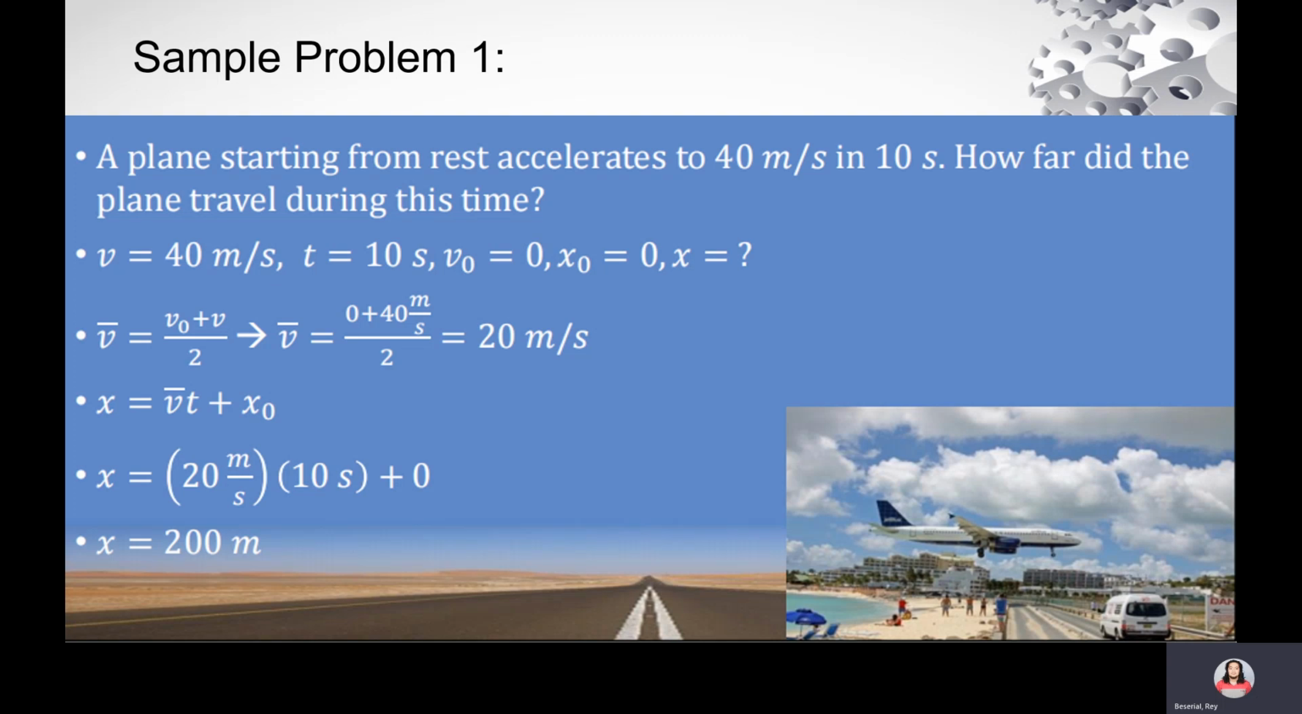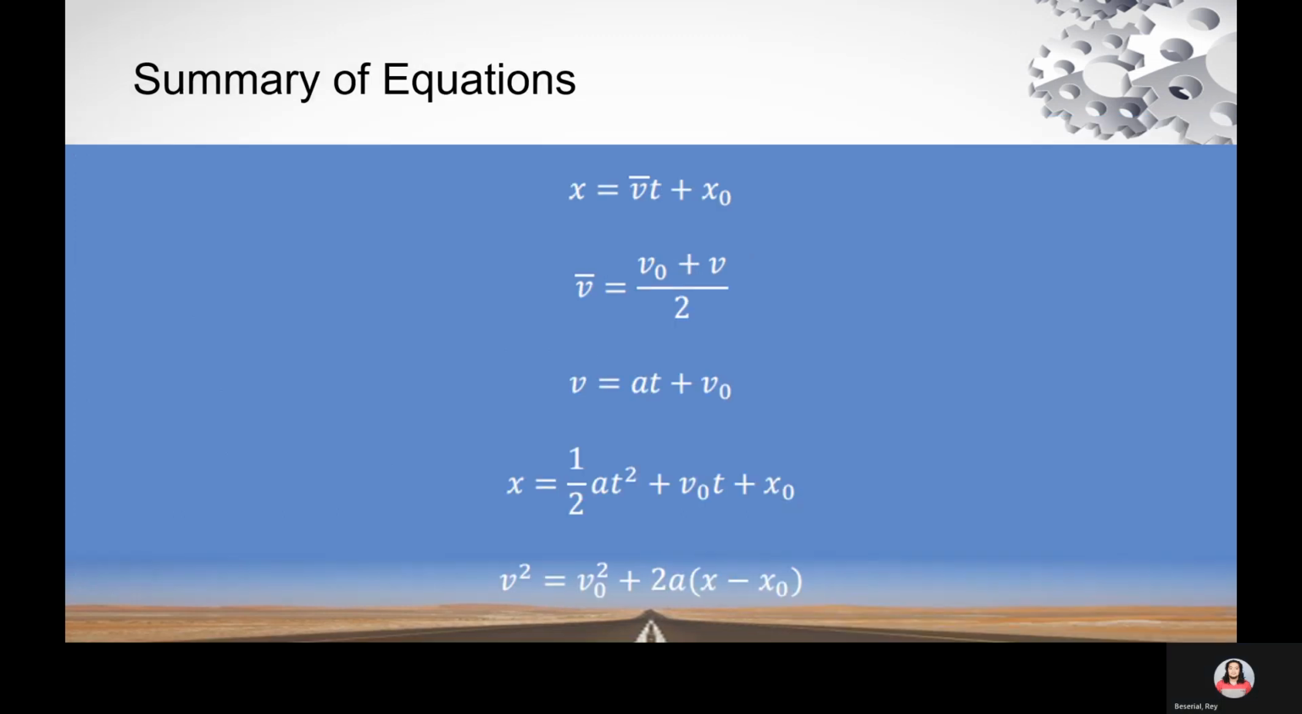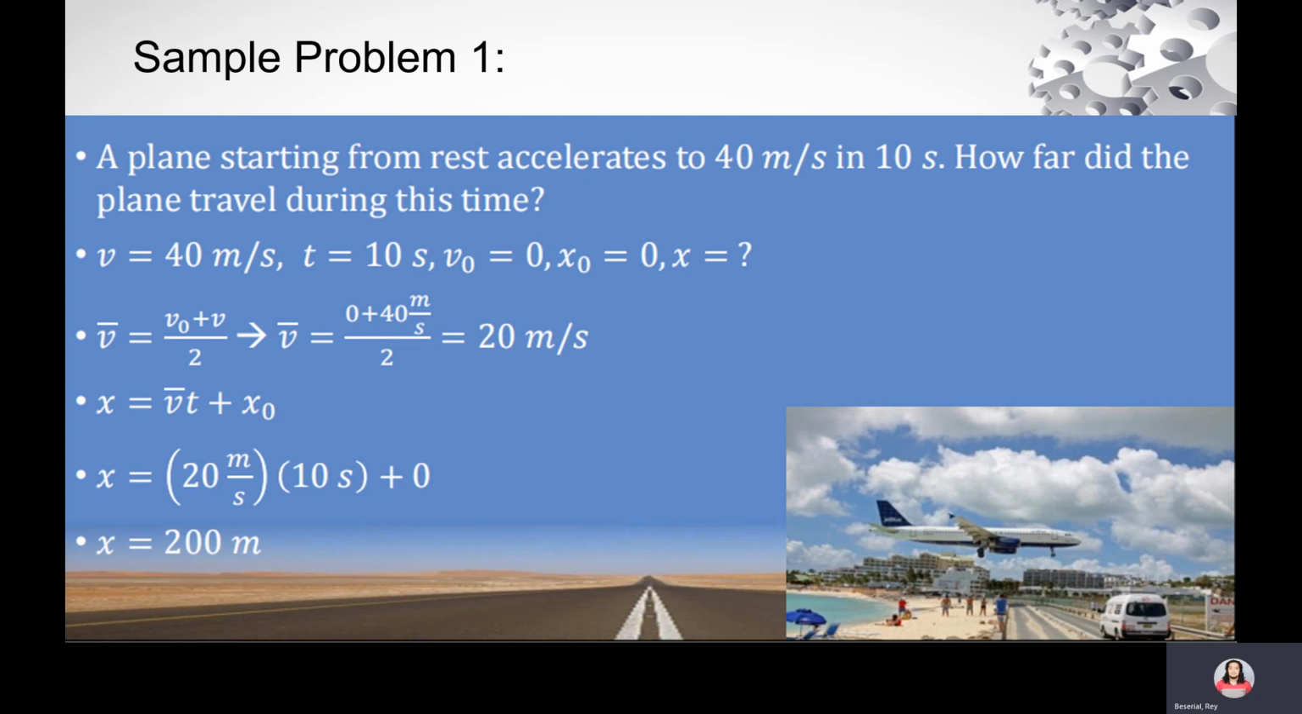And then yung ating formula para sa final position, again, balik tayo dun sa ating summary of equation. Itong ating gagamitin since given ng ating initial position, given ng ating time, and then given or nakuha natin ang ating average velocity. So, ipang-substitute na natin yung mga values natin. So, meron tayong average velocity na 20 meter per second. Yung time natin na 10 seconds, and then yung initial position is 0. So, meron tayong final position na 200 meters.